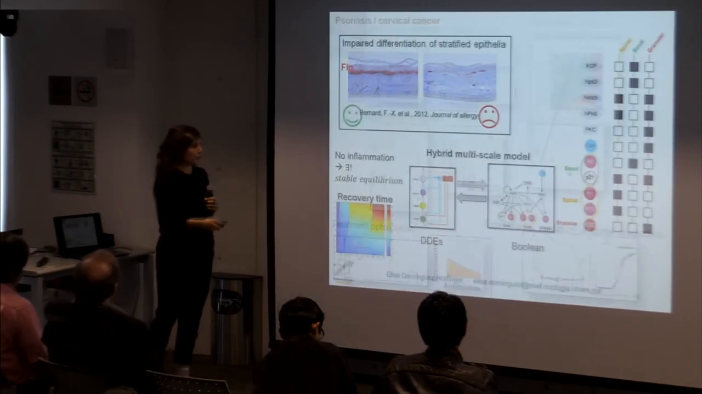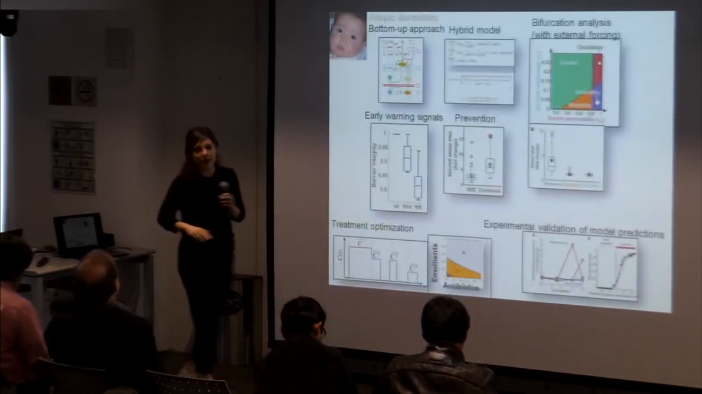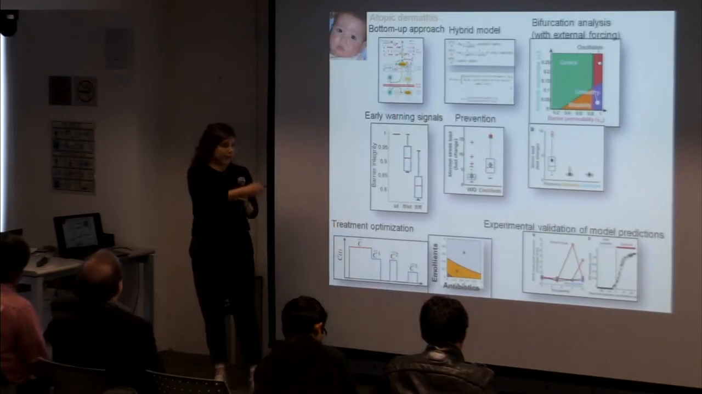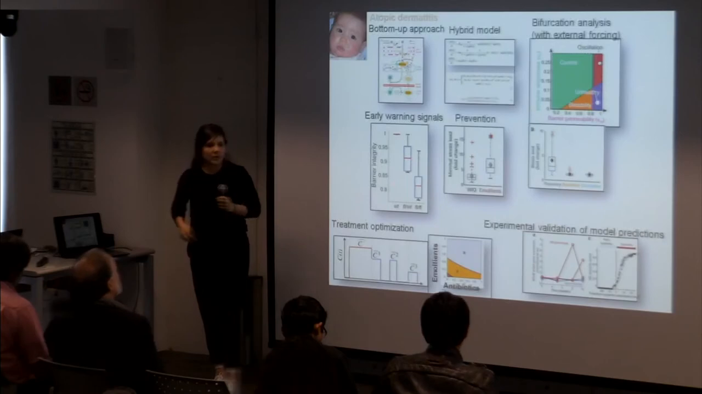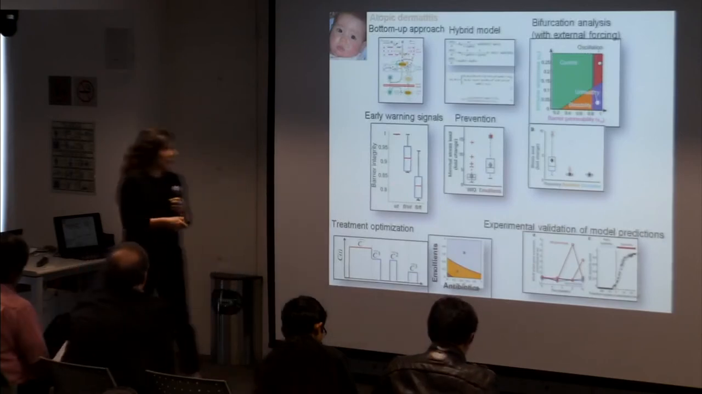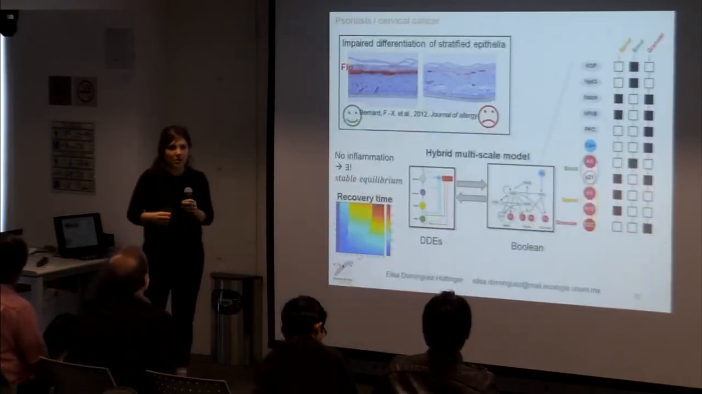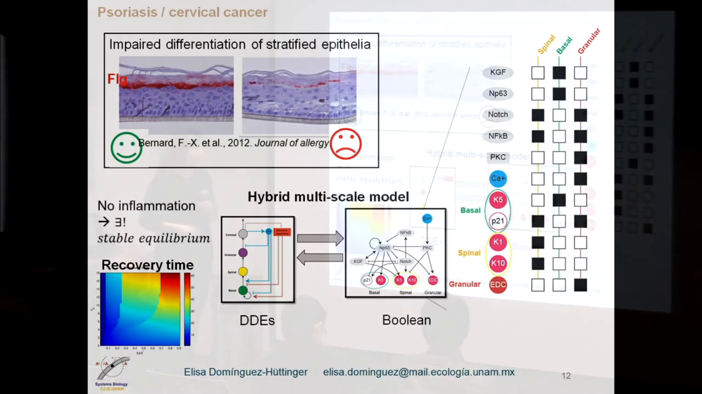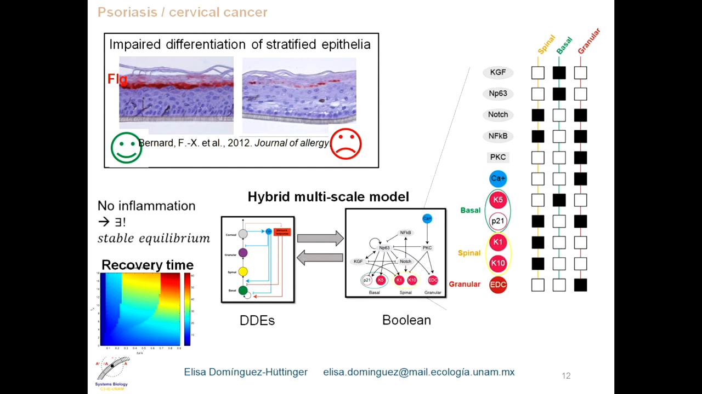So previously in atopic dermatitis, we had a sort of mild phenotype, which we wanted to explain and reproduce and so on and so forth. But now we really want to understand how things can be really messed up. Atopic dermatitis patients can more or less live with the disease, but sometimes things can go terribly wrong when the whole stratified epithelium fails to differentiate.